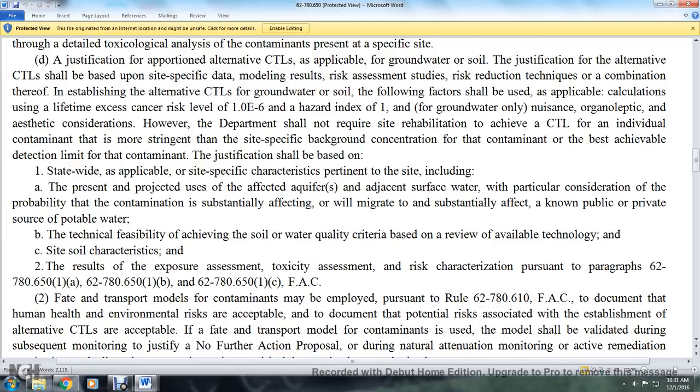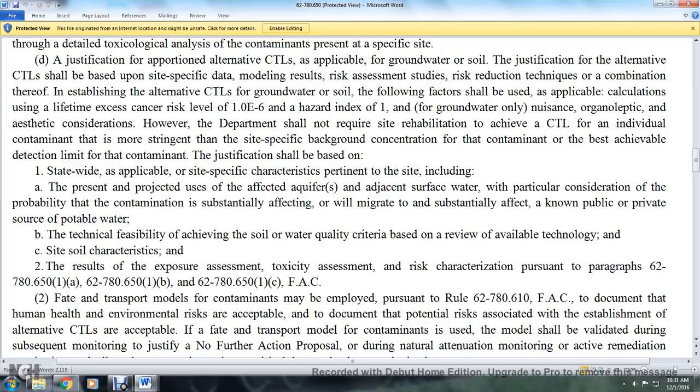B. The technical feasibility of achieving the soil, water, and quality criteria, based on the review of available technology, site soil characteristics, the result of the exposure assessment and toxicity assessment, and risk characterization pursuant to 62-780.651(B), 62-780.651(C). The fate and transport model of contamination may be employed pursuant to 62-780.610 of the Florida Administrative Code to document the human health and environmental risk and the potential risk associated with the establishment of the alternative cleanup target levels, using an acceptable fate and transport model.